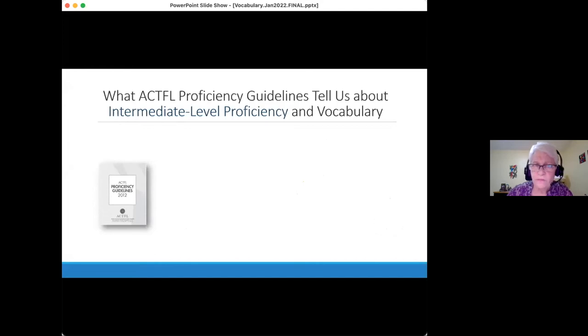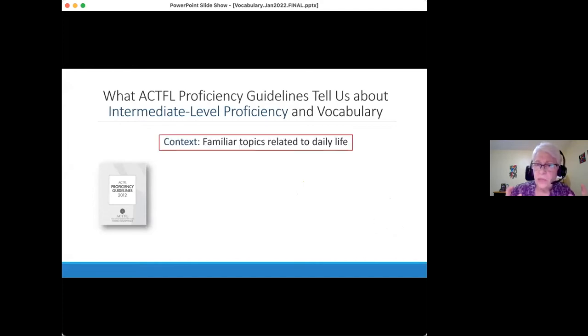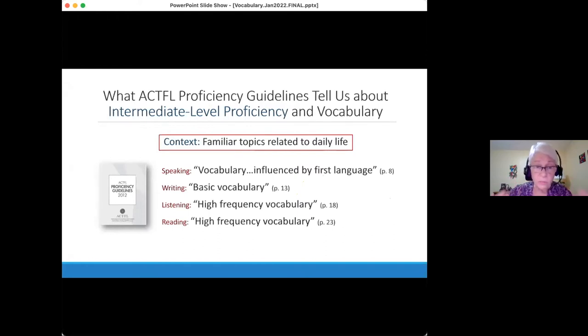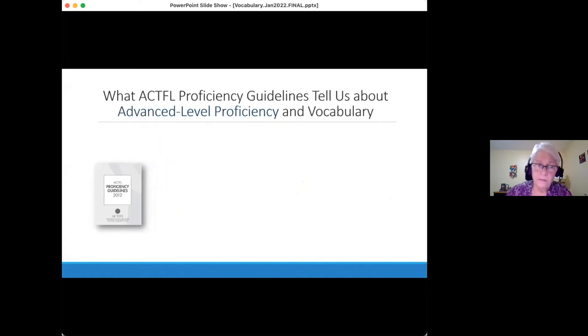Looking at the intermediate level of proficiency, the context is familiar topics related to daily life. So the vocabulary needs to be vocabulary associated with familiar topics in daily life. And then what is it that they can understand and produce? In speaking, vocabulary that's influenced by the first language. In writing, the guidelines refer to basic vocabulary, and in listening and reading, high frequency vocabulary. And when we move to the advanced level of proficiency, the context expands.